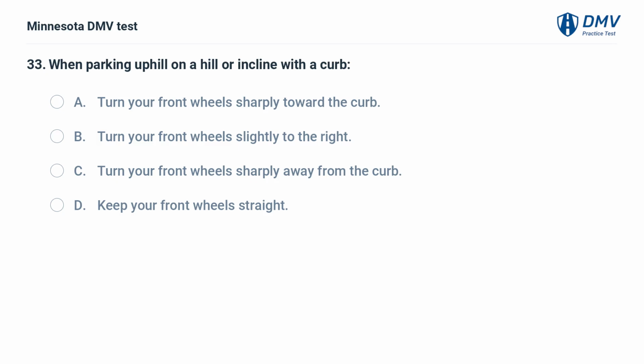When parking uphill on a hill or incline with a curb. A. Turn your front wheels sharply toward the curb. B. Turn your front wheels slightly to the right. C. Turn your front wheels sharply away from the curb. D. Keep your front wheels straight.